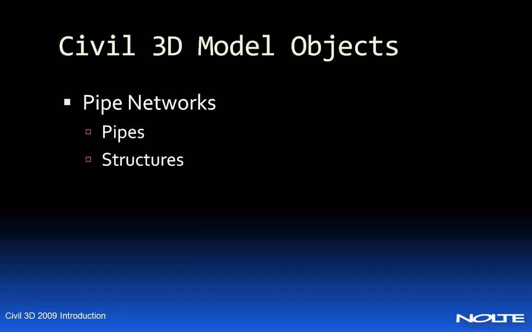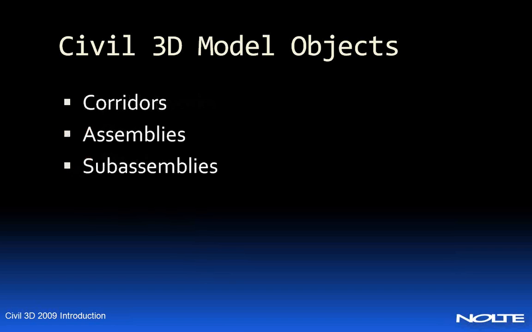Don't have time to cover that today. That'll probably be a separate session explaining how those behave and interact with each other. Road design, we have corridor objects, which will take an assembly, which is a separate object, and apply that along with an alignment and a profile to generate a corridor.